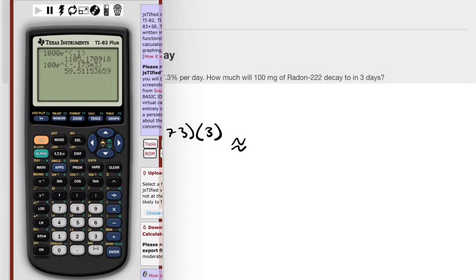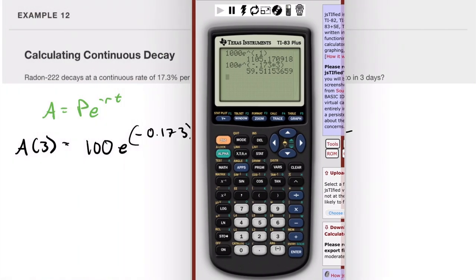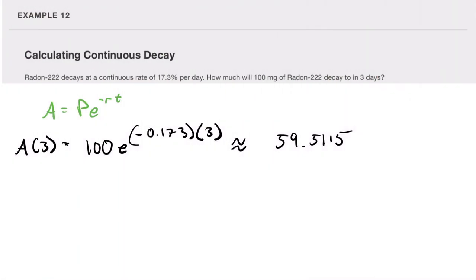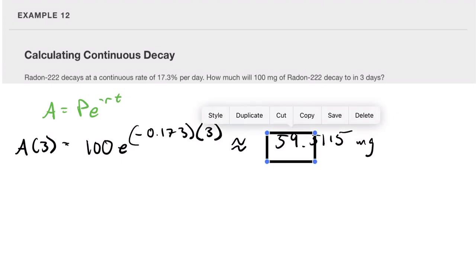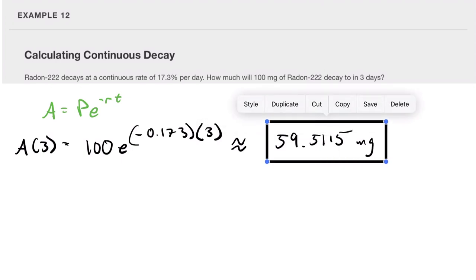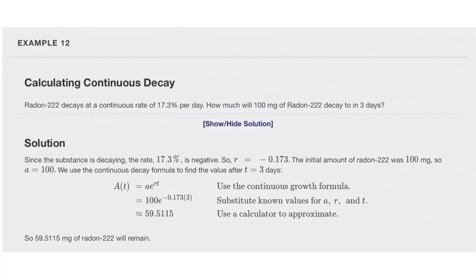It seems like it's decaying. 59.5115 milligrams. Seems like it's decaying rapidly. I guess it would taper. Oh, wait a minute. I'm sorry. Well, I guess we're wrapping up. Let me just try to wrap it up. That's correct.